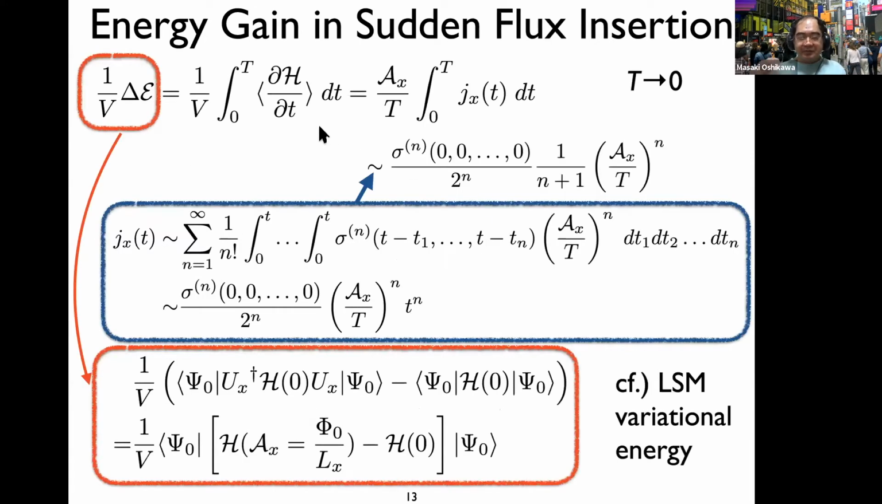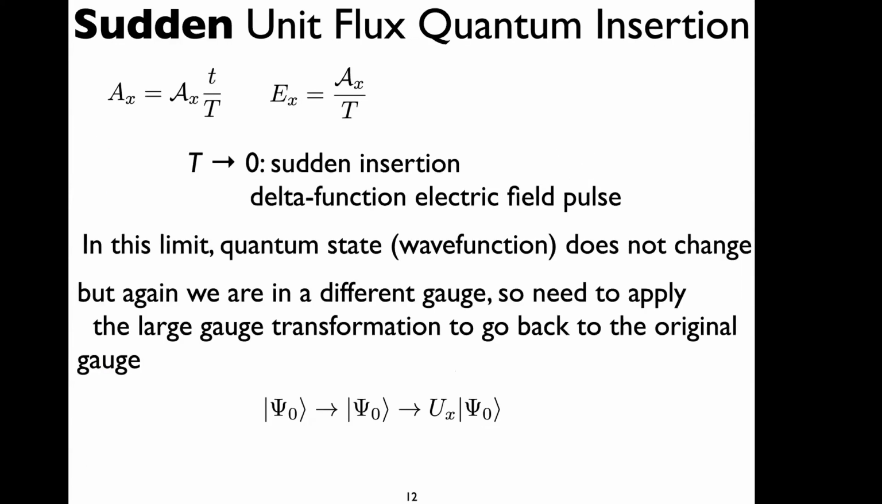But we can again apply the same trick relating the integration of current to the increase of the energy. Can I just ask a question? Yeah. So in the sudden one, it's a bit confusing because to do this gauge transformation, you know what the gauge is, but if you're just applying an instant insertion, how do you even know what the gauge is to know what gauge transformation to undo?